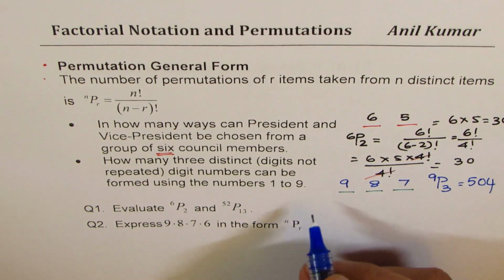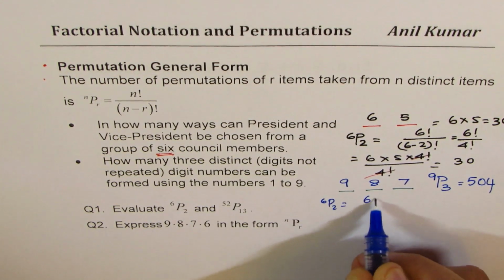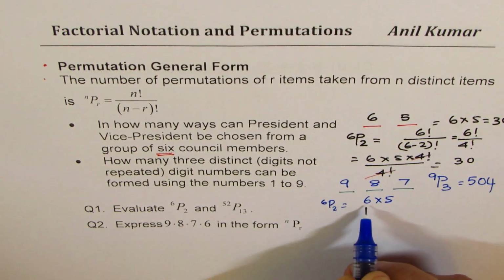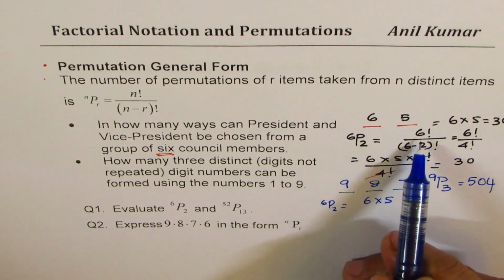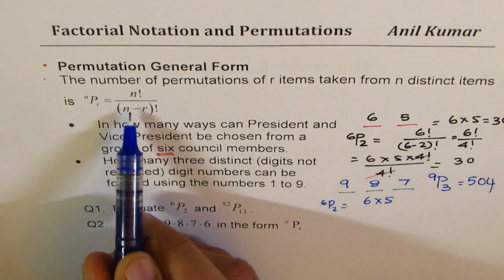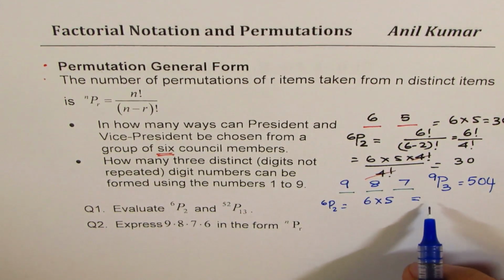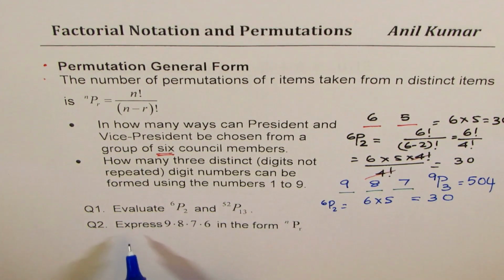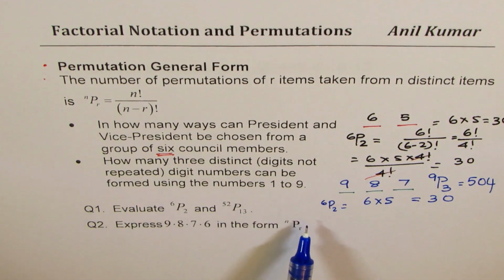So let's do 6p2. 6p2 means 6 times 5. Just multiply 2 numbers. We just did this here, 6p2, right? 6 factorial divided by (6 minus 2) factorial using the formula. Effectively, it is 6 times 5, which is 30. Now, using this factorial notation is helpful. You can see that, right?